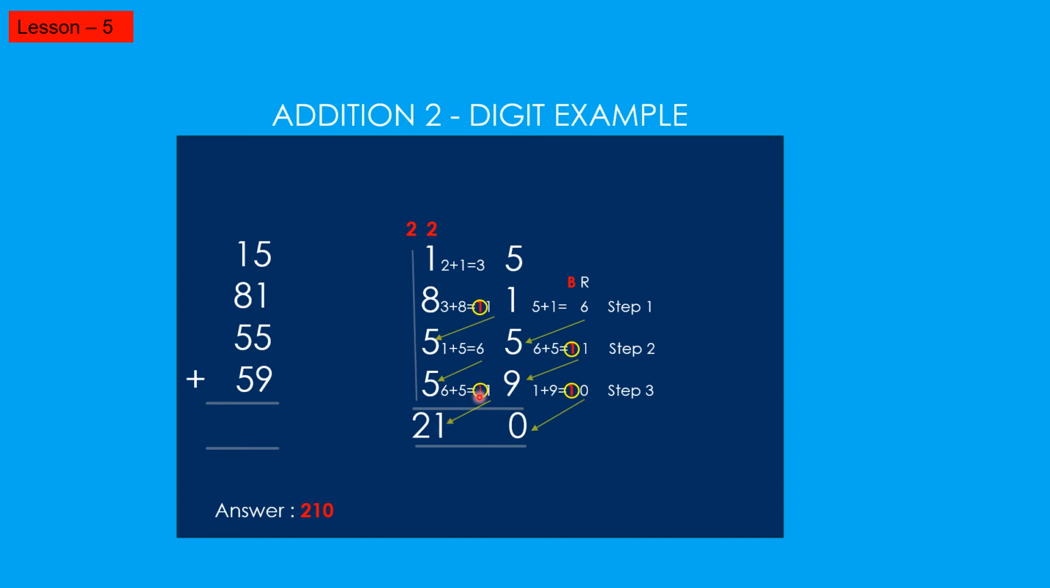Now count how many bases you have circled. 1 plus 1 is 2. You write 2 in the next column, right? In the next column there are no numbers. So this 2 comes in the answer box and your answer is 210.